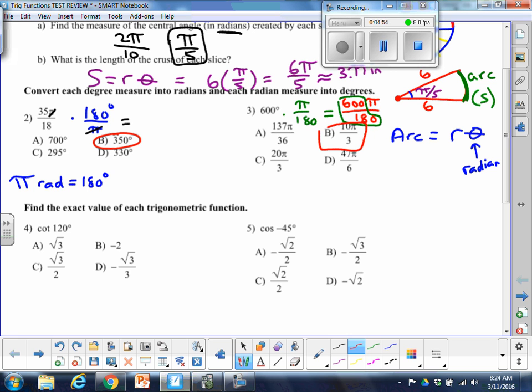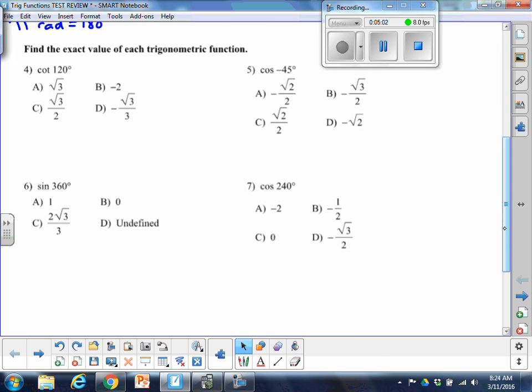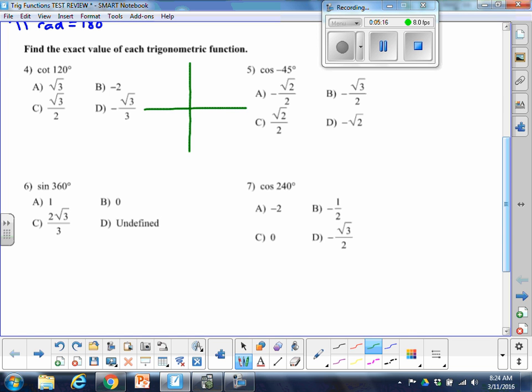Okay, finding the exact value of a trig function, that's really what the unit circle is about. You can either use special right triangles or use the unit circle. So I'm going to set up a little sketch for each and set up where the unit circle would be. So basically the 120 I know is going to be in quadrant 2.